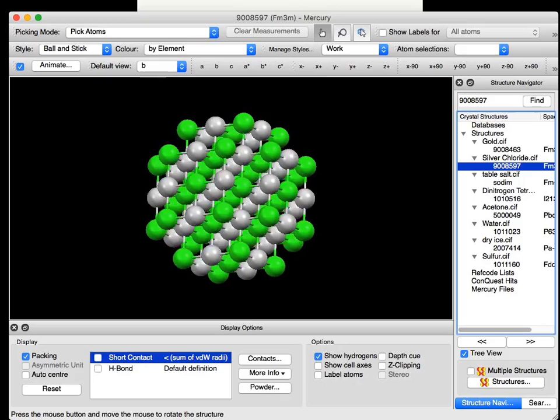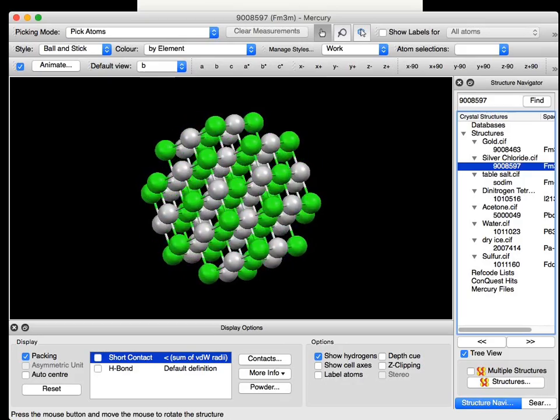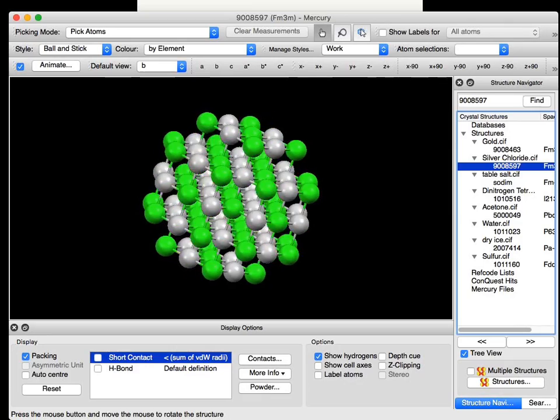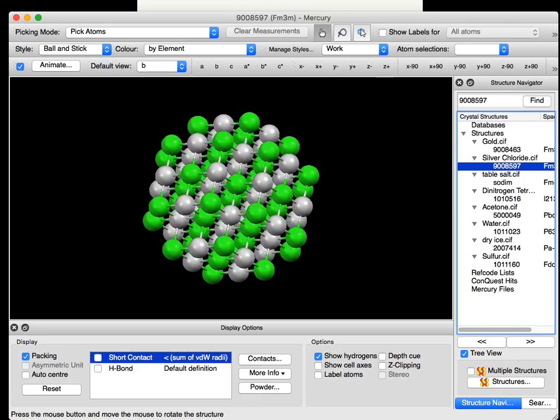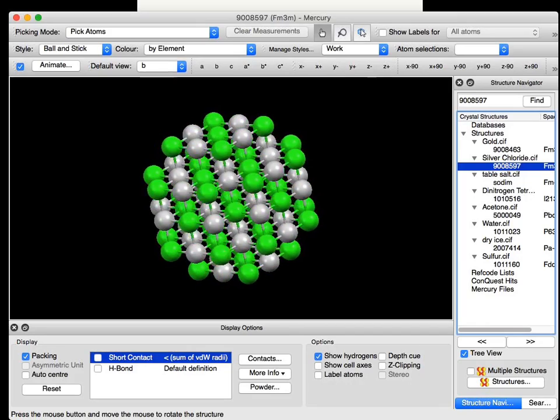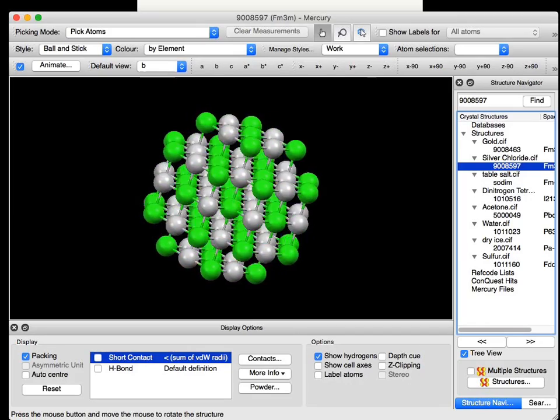Now, what's characteristic about this? They're alternating. They are alternating colors. You guys see that? It's gray, green, gray, green, gray, green, gray, green. We have two different colors. So is this an element?